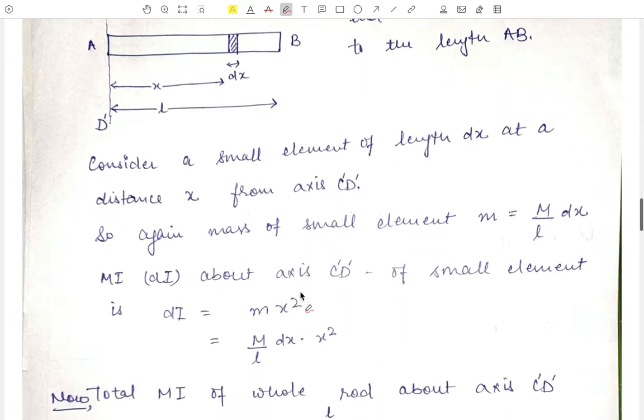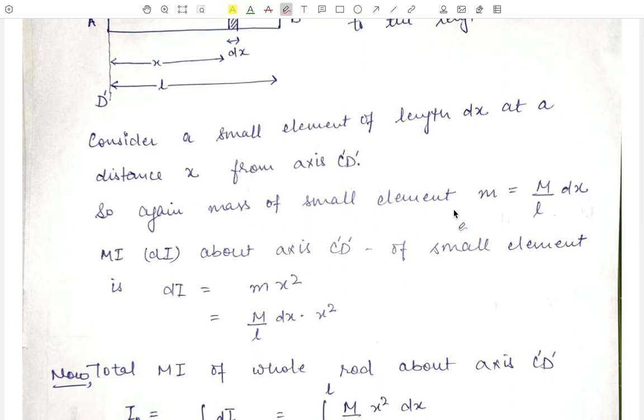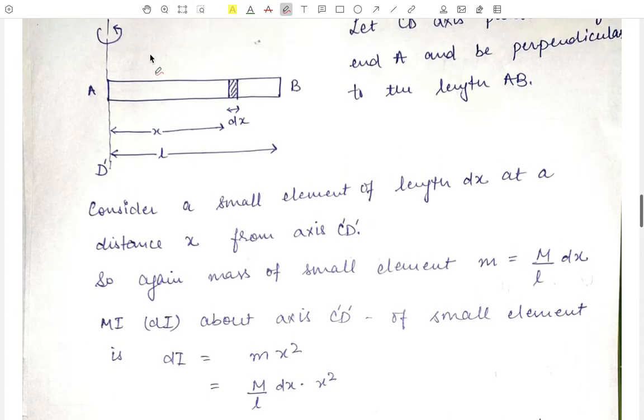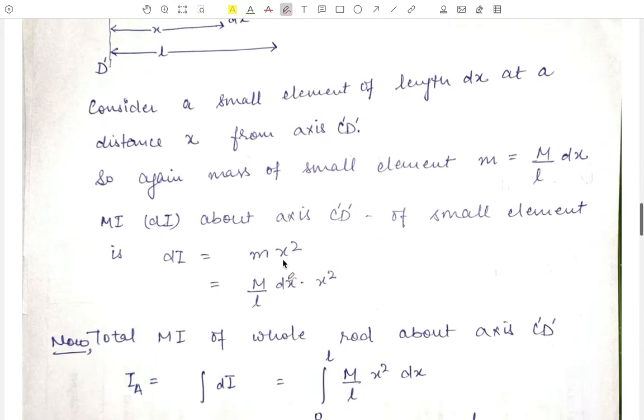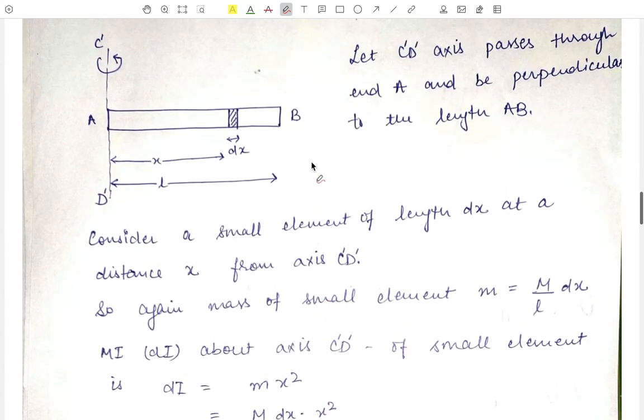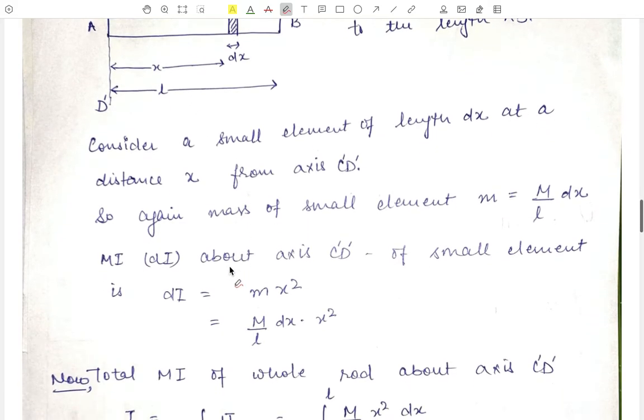Again, the mass of the small element will be m upon l into dx, the same thing. The moment of inertia of this small element about this axis C'D' will be equal to mass into distance squared, again the same thing, m upon l dx x squared. To find the total moment of inertia of the rod AB about this axis, we have to integrate this small moment of inertia between the limits.